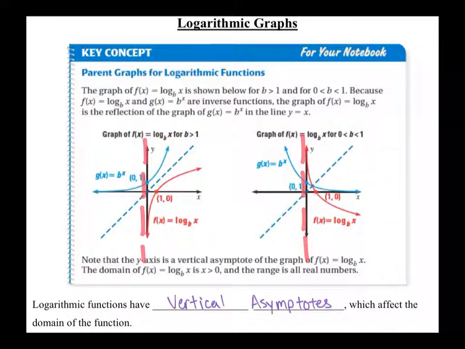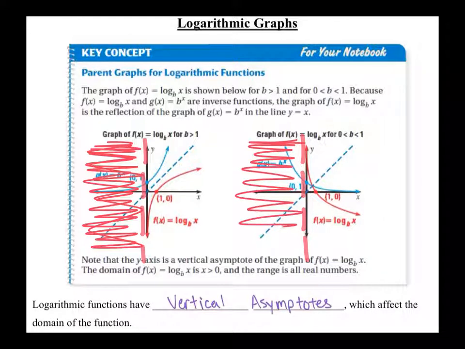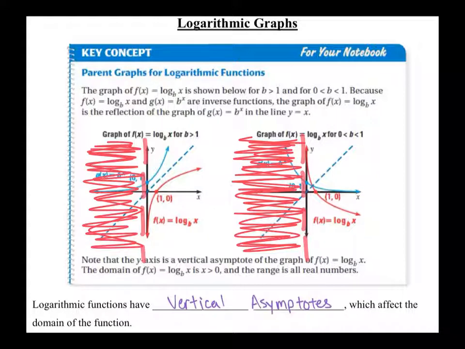So what happens when you guys graph logs, there's never going to be anything to the left-hand side of that asymptote, wherever it may be. It could be to the left or right of the origin, but wherever it does end up being, there's never going to be anything on the left-hand side of it. So that's what that piece says down there at the bottom. Because of that vertical asymptote, that's going to affect the domain of your function.